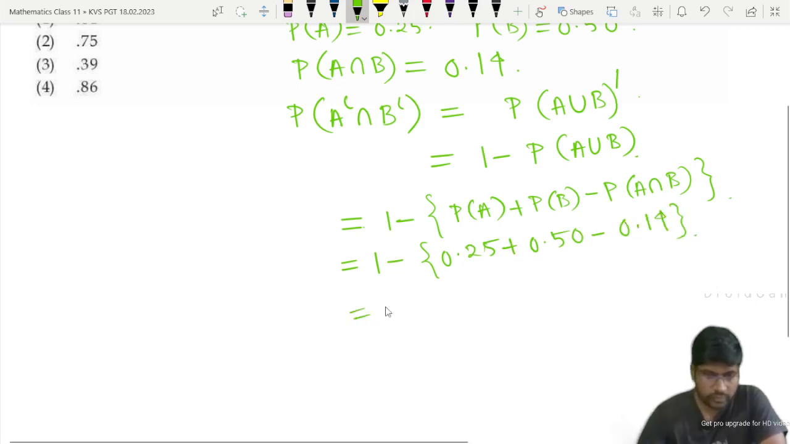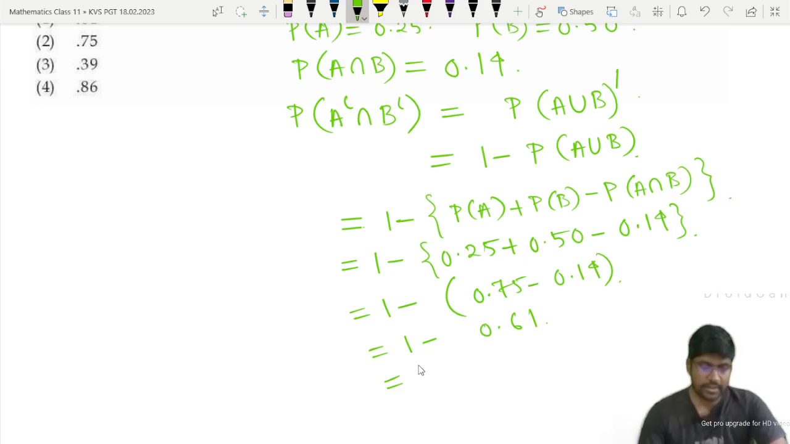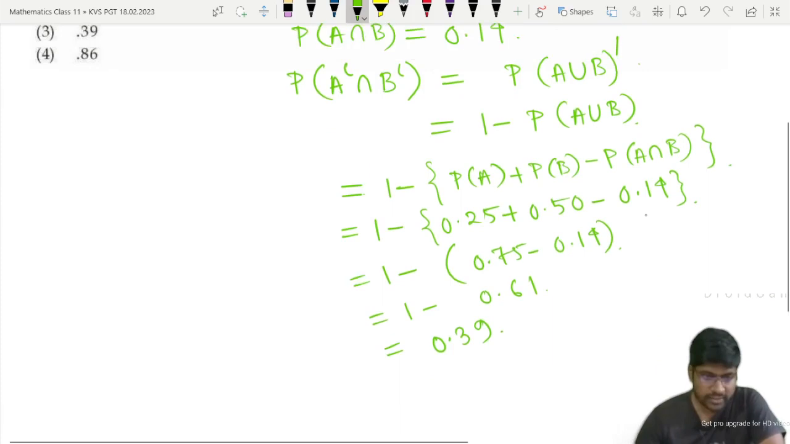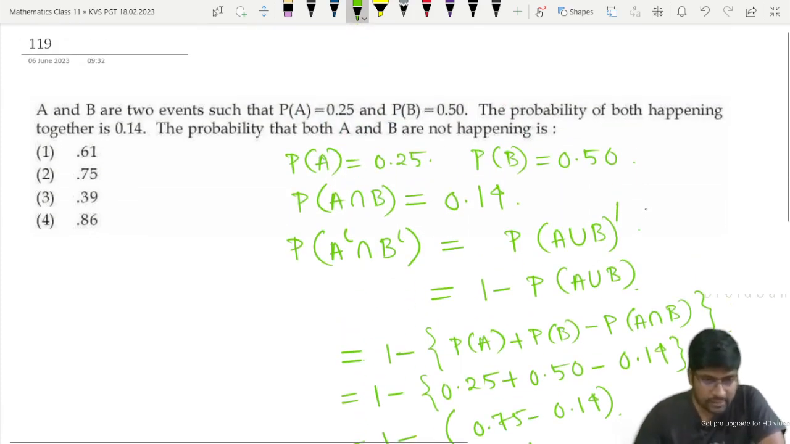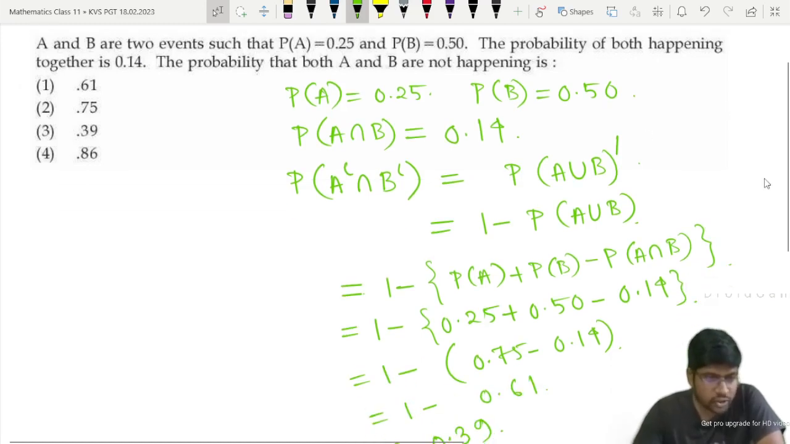Okay, so 1 minus this is 0.75 minus 0.14. So what is that? 1 minus 0.61. I think 0.61. Now that is equal to 0.39. So if I am not wrong in the calculation, then 0.39 is the correct answer. So the probability that both A and B are not happening is 0.39.